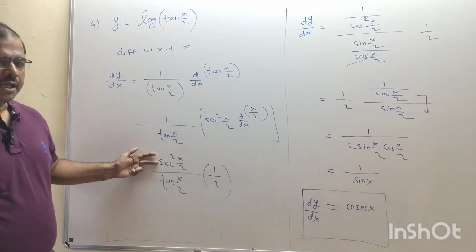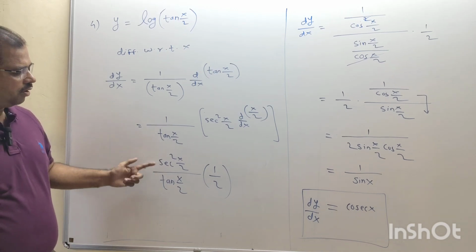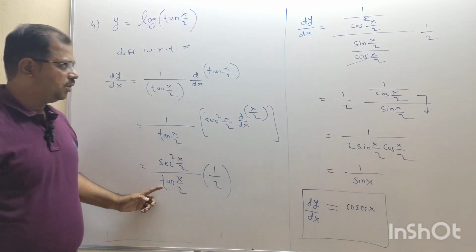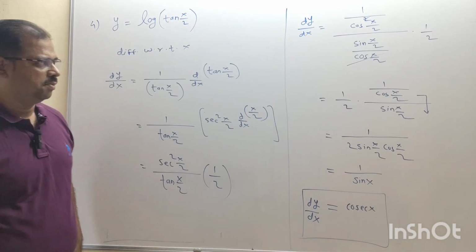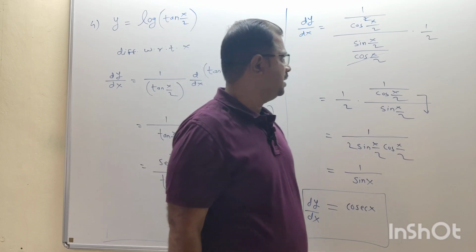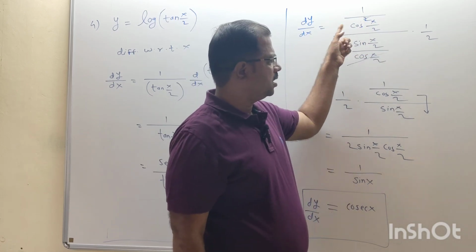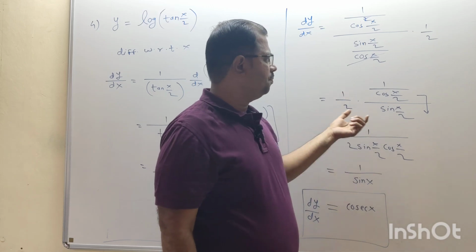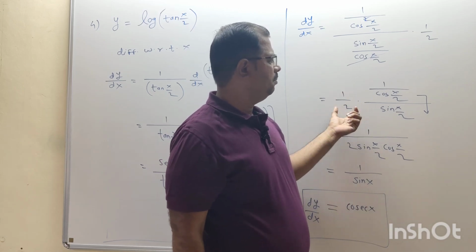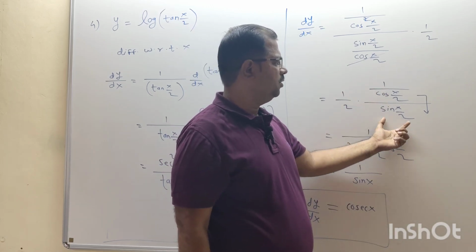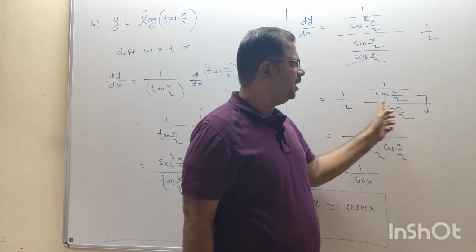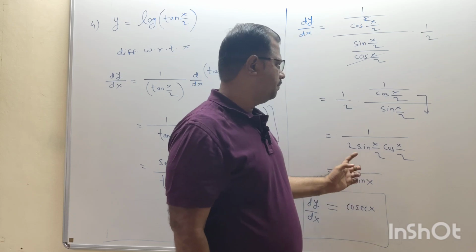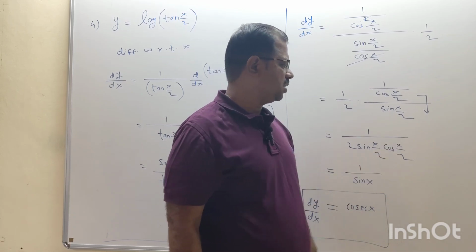Now write sec square x by 2 as 1 upon cos square x by 2, and tan x by 2 as sin x by 2 upon cos x by 2. 1 by 2 remains as it is. Now cos x by 2 and cos x by 2 get cancelled. Write 1 by 2 in front, 1 by 2 into 1 upon cos x by 2 into sin x by 2. Now this is the main denominator. Write cos x by 2 into sin x by 2. Therefore, 2 sin x by 2 into cos x by 2.